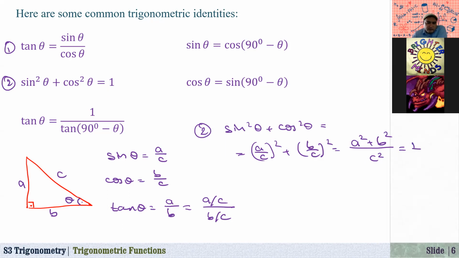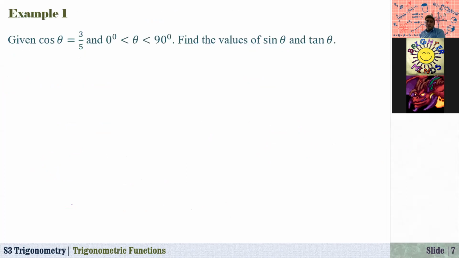Now, if this angle is theta in a right triangle, what is this other angle? Then this angle will be 90 minus theta, because they are complementary angles. Now, what is sine of 90 minus theta? It is the opposite side, B over C, which is cosine of theta. However, cosine of 90 minus theta is the adjacent side, A over C, which is equal to sine of theta. Okay, these are the proofs of these identities.